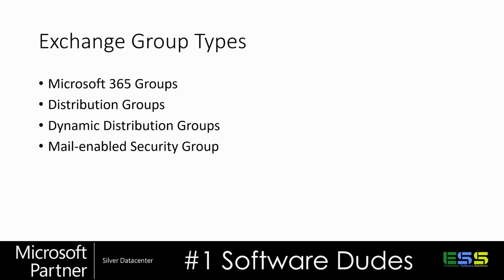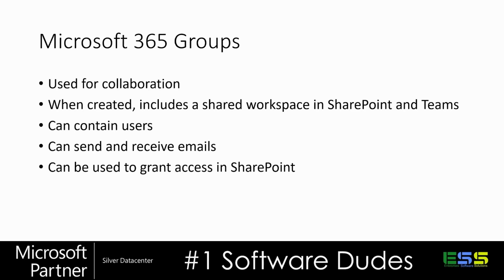So there are 4 groups that we can create: Microsoft 365 groups, distribution groups, dynamic distribution groups, and mail-enabled security groups. So a Microsoft 365 group is the group that Microsoft recommends that you make if you're not sure. It's used for collaboration, so when you create it, it includes a shared workspace that shows up in SharePoint and Teams. So you get the full group experience, and you can add users to this, and the group can send and receive emails, and can be used to grant access in SharePoint.